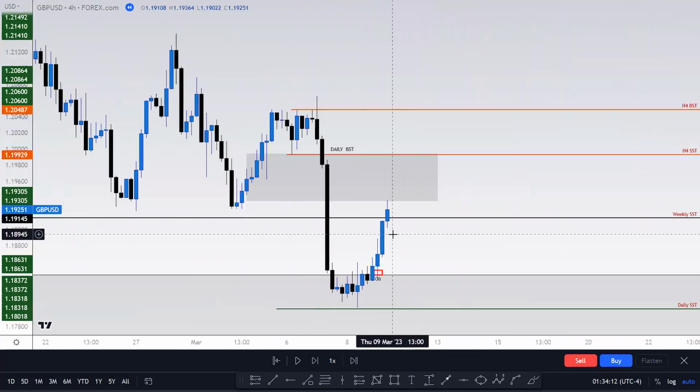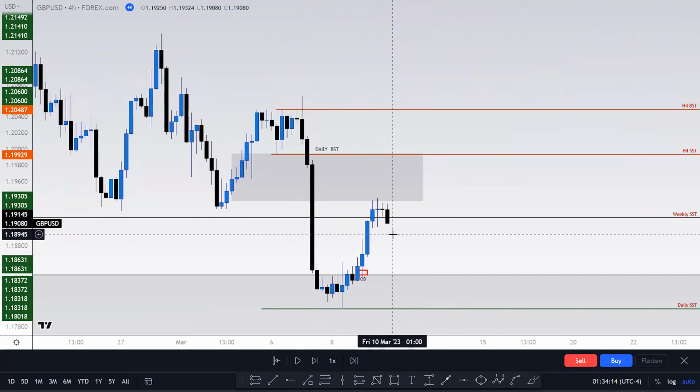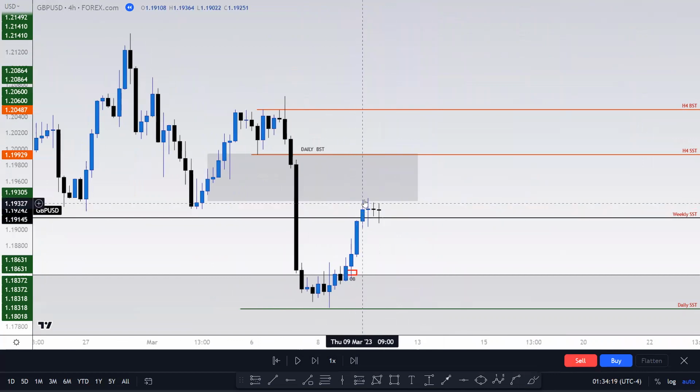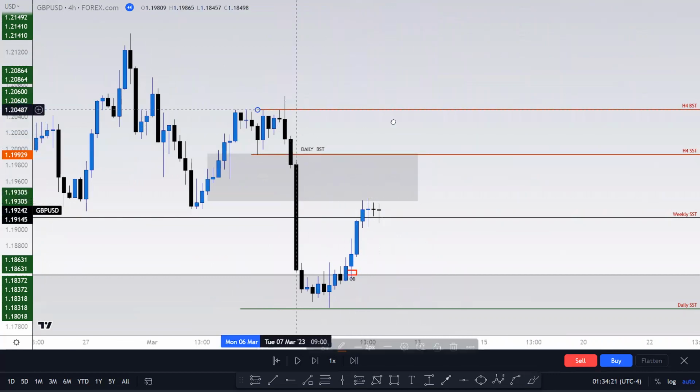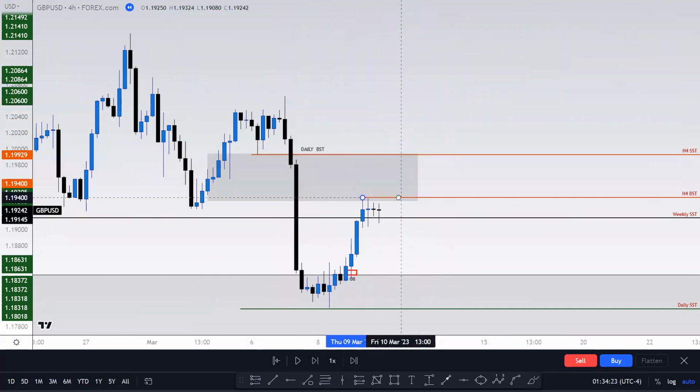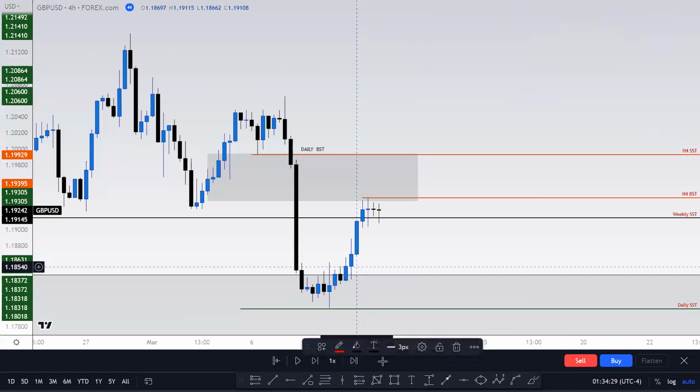I'm just going to forward play this to 1 a.m. All right, so H4 buy side is going to be the swing high right here. And then H4 sell side is going to be the imbalance down here.